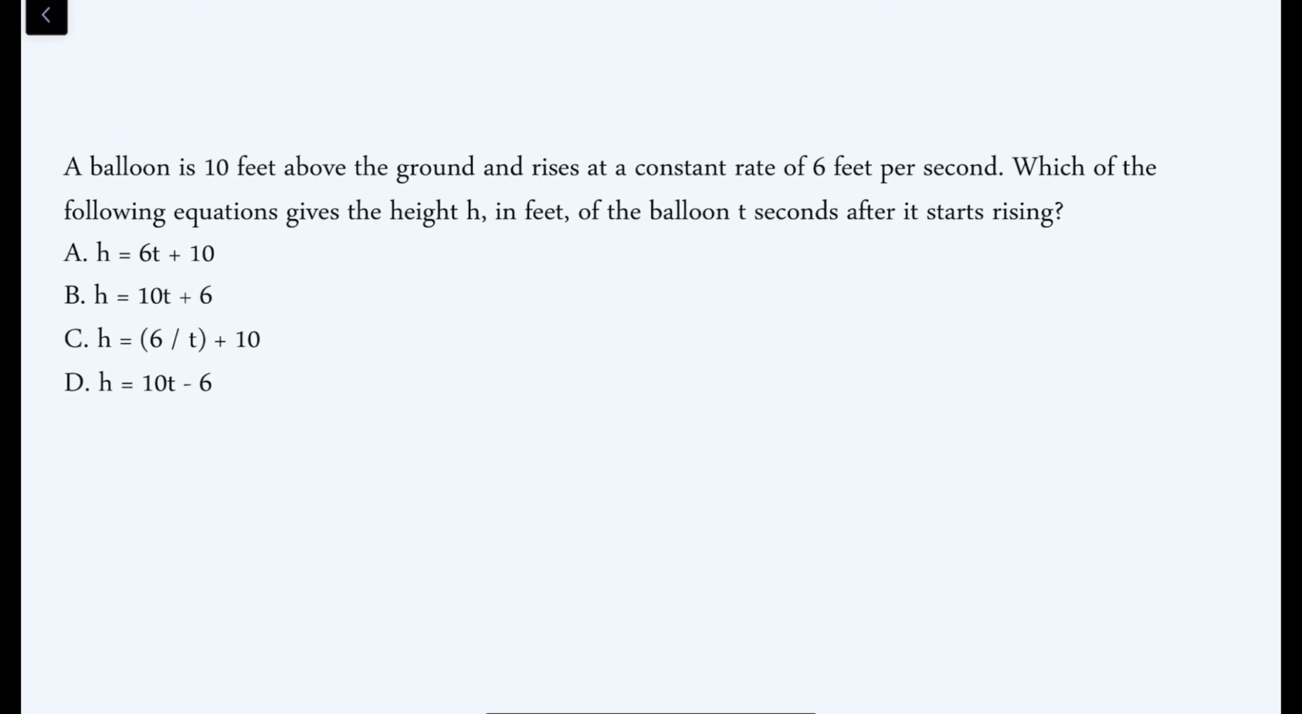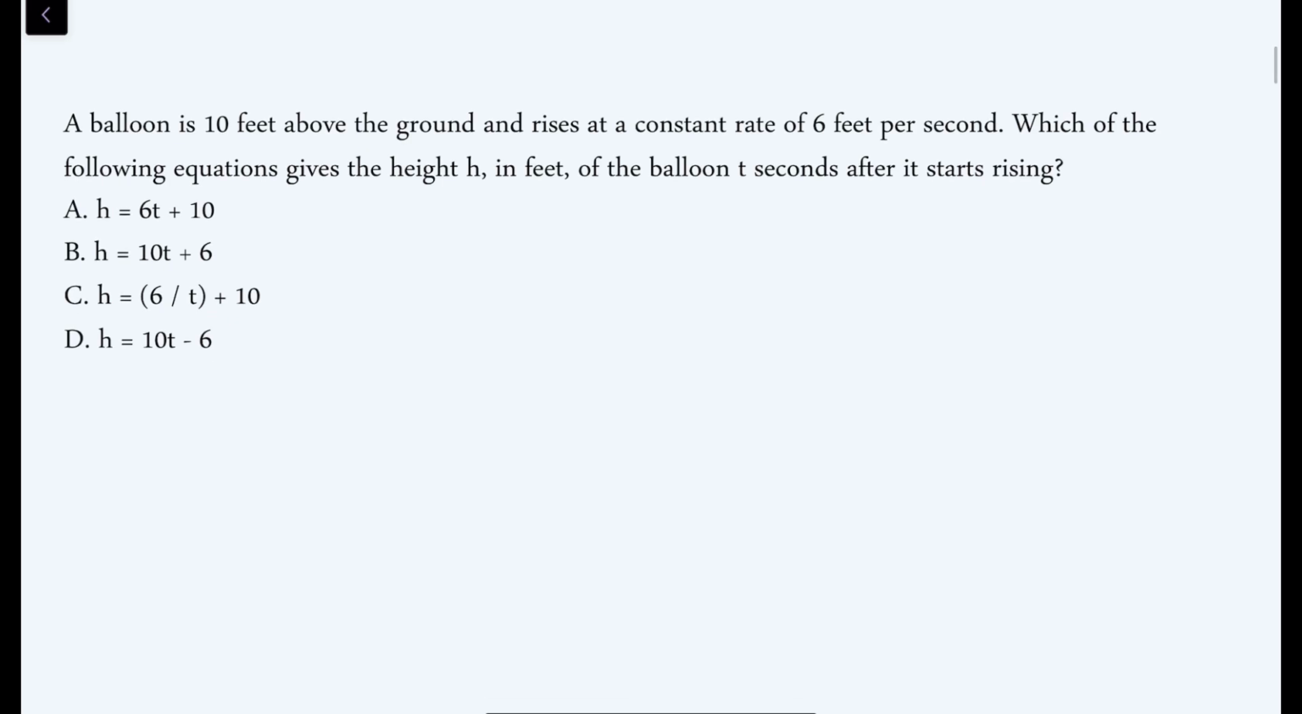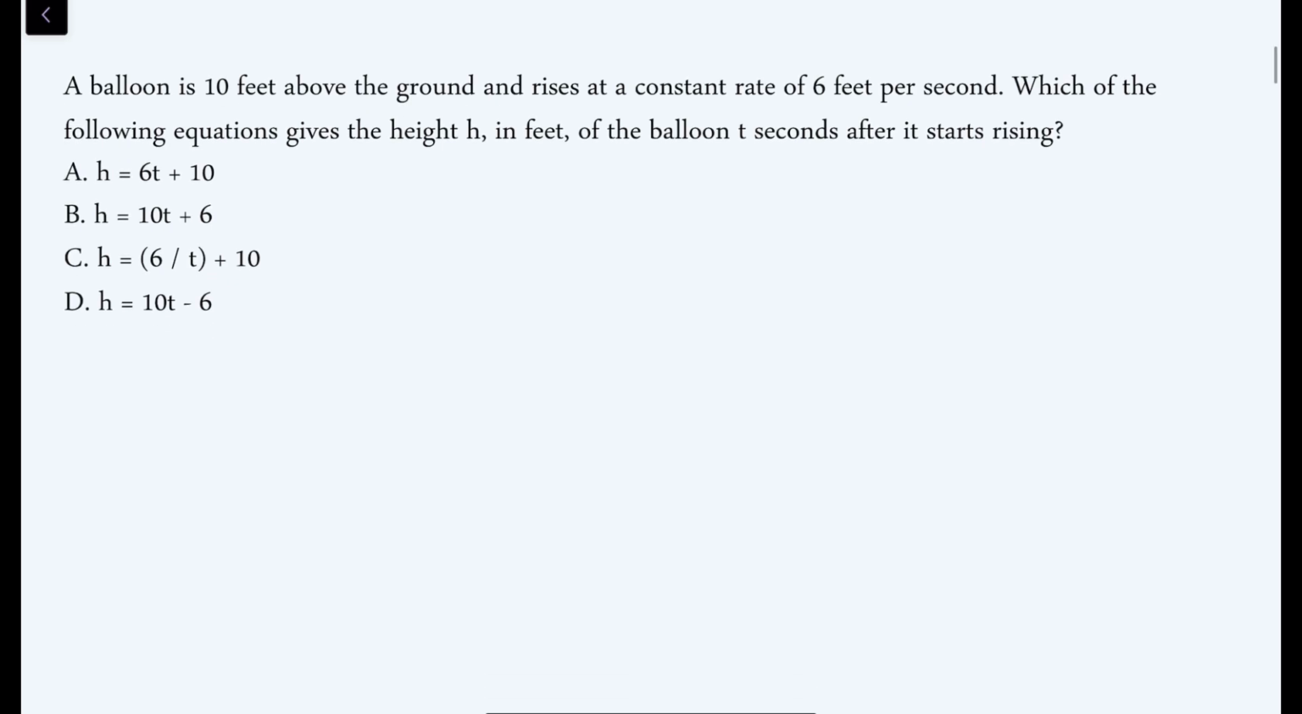A balloon is 10 feet above the ground and rises at a constant rate of 6 feet per second. Which of the following equations gives the height, h, in feet of the balloon t seconds after it starts rising? Okay, so this one I'd like to approach in different methods. First, if you're really comfortable with it, you can analyze just by reading what it says.